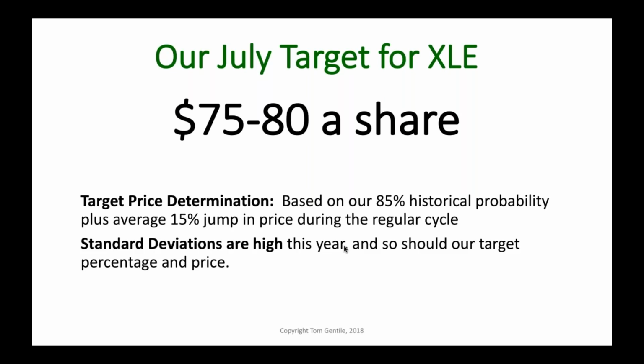All right. Again, that's based on our 85% historical probability plus the average 15% jump in price during the regular cycle. Now, these things typically jump somewhere between 10 and 15% on a yearly basis. When it's on the low side, like 10%, that's when volatility is low. When it's on the high side, which is 15%, that's when volatility is higher, which is where we're sitting right now. Standard deviations, which are part of volatility, that's historical volatility. All right, standard deviations are high this year. So our target and our percentage and price should also be too.